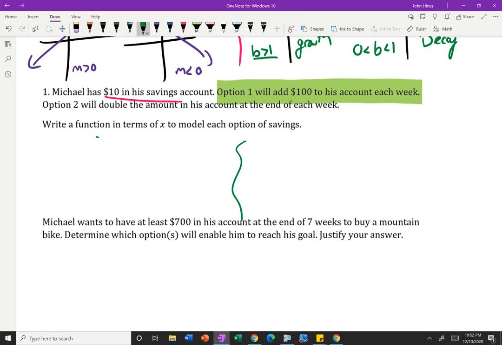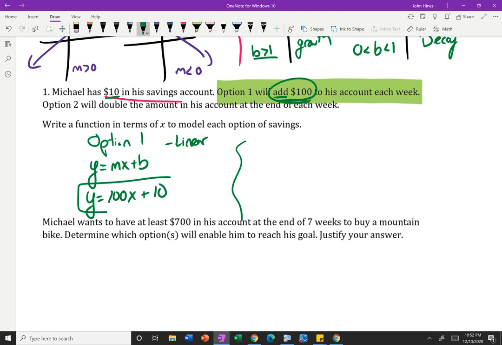So let's think about this. Option 1 here. Each week, 100, 100, 100, 100. This seems pretty linear to me, right? Each week we keep adding, there's the keyword there, we keep adding 100. So linear equations look like y equals mx plus b. So in this case, it's y equals m. I keep adding 100. And my y-intercept, my initial value is 10. So that function there, write a function that models each option. So there's option 1. And option 2 is an exponential function.